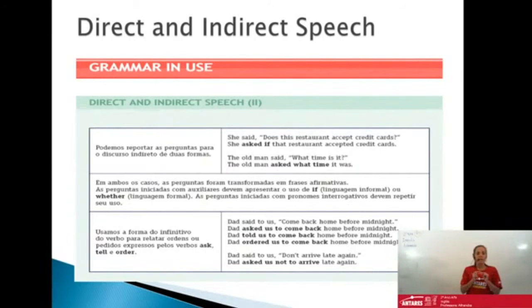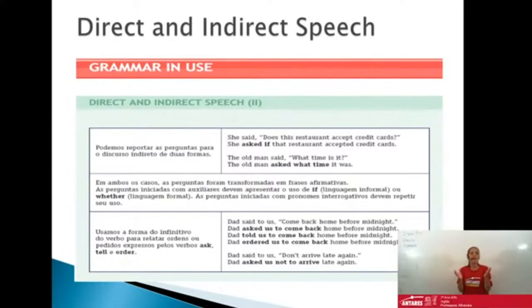And it was present, right? The sentence was in the simple present. Does this restaurant? It's going to become past. But affirmative, not interrogative anymore. So it becomes, she asked if that restaurant accepted, because it's past, credit cards. Is that clear, guys?